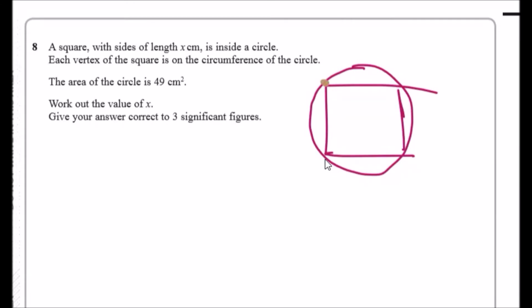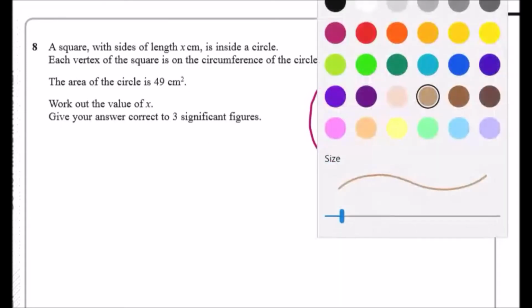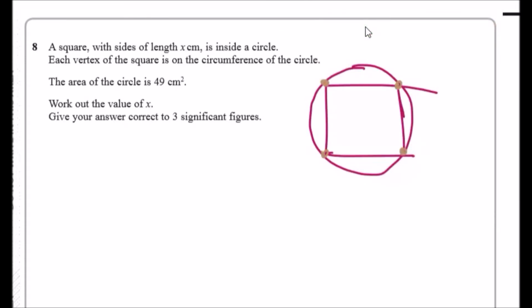Here is the vertex, each of the corners. Each vertex of the square is on the circumference of the circle. That usually sounds like a given, it's always like this. The area of the circle is 49 centimeters squared, so let's keep that in mind. Work out the value of x. Let's label this: each length is x, and the area of the circle is 49 centimeters squared.